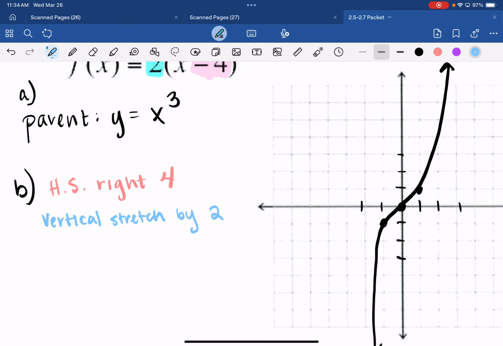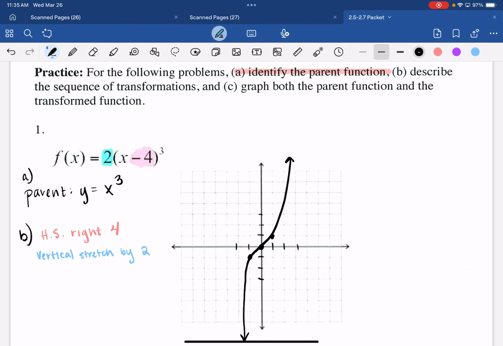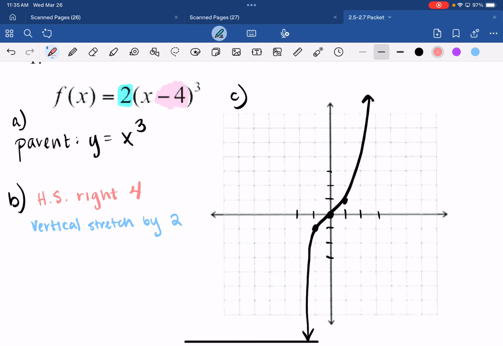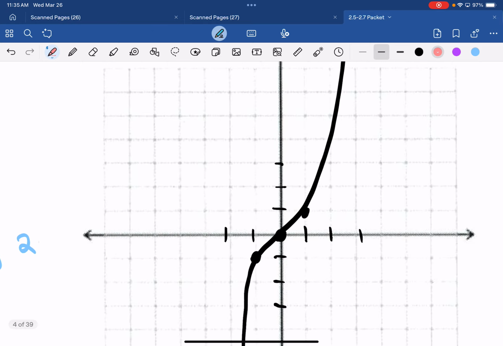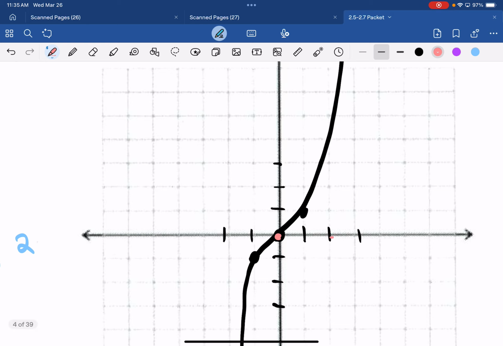Now let's just graph. That's what part C is talking about. Part C says to graph. I'm going to keep my colors consistent. I start with the horizontal shift, so I'm going right 4. I'm going to take each point and go in the right direction 4. So I'm going to go 1, 2, 3, 4. That's where my new origin is. I'm going to do the same thing with each point.